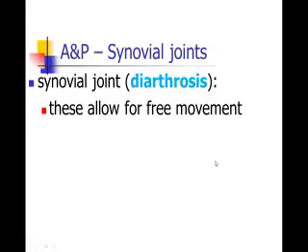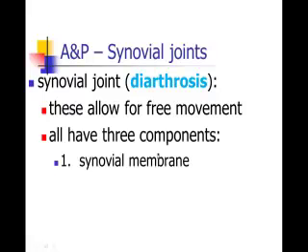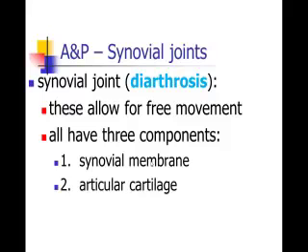Diarthroses are synovial joints. These are sometimes referred to as joints that allow for free movement. They all have 3 components. I mentioned them earlier, but here we're documenting them. We've got the synovial membrane, which secretes the synovial fluid. We have the articular cartilage covering the surface where bones will articulate.